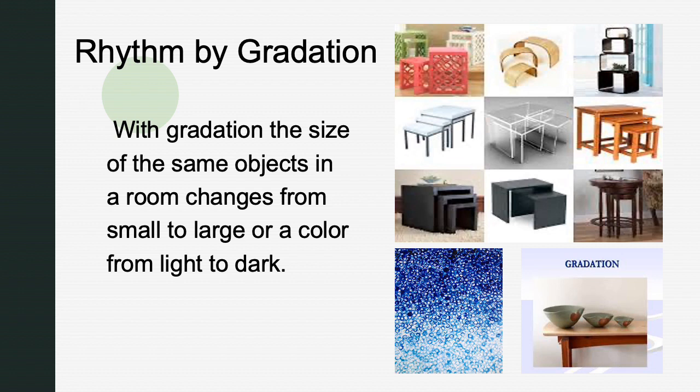Rhythm by gradation. Gradation can be created by color and size. Here we have the first example of size gradation. You can see the tables, bigger one, smaller, medium, and they are decreasing in size. Second one is an example of color. You can see the blue, slowly it is decreasing its hue. Third one is also showing size gradation in pots. You can see that design and color scheme is the same, but the size is decreasing. So rhythm can be created by gradation.